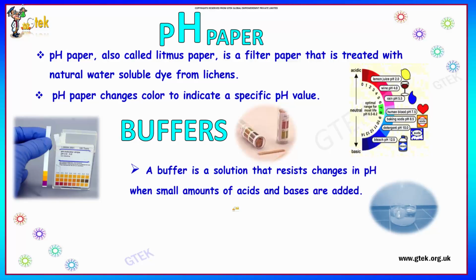So we are talking about the pH paper. The other name for pH paper is litmus paper. It's a filter paper that is treated with a natural water-soluble dye from lichens. pH paper changes colors to indicate a specific pH value. Whereas a buffer is a solution that resists changes in pH when small amounts of acid and bases are added. It will restrict any changes in the solution. That's your buffer.